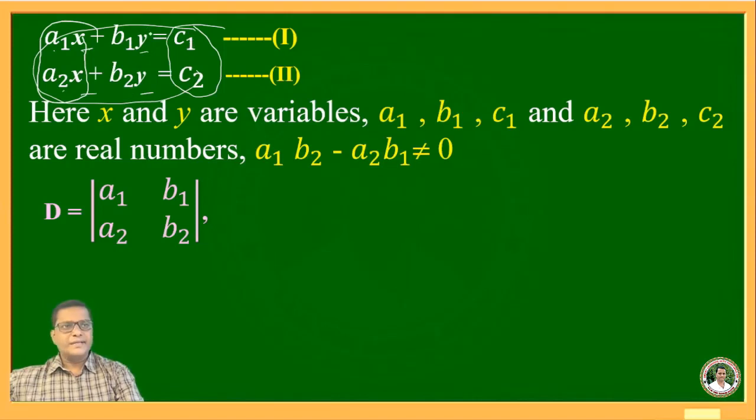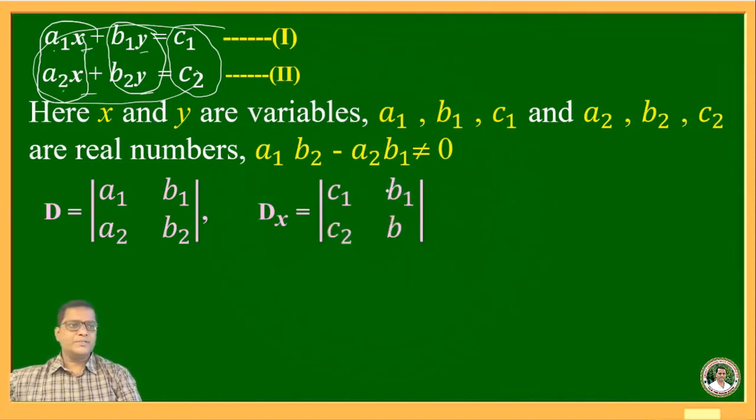If we write Dy, then eliminate the coefficients of variable y and write the remaining terms, that is c1, c2, a1, a2. In this way we can write D, Dx and Dy. So Dx is equal to the determinant with c1, c2 and b1, b2, means this is the value of Dx.